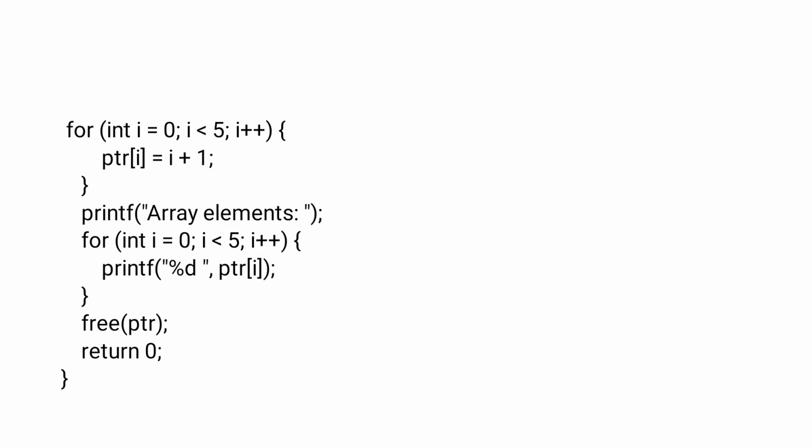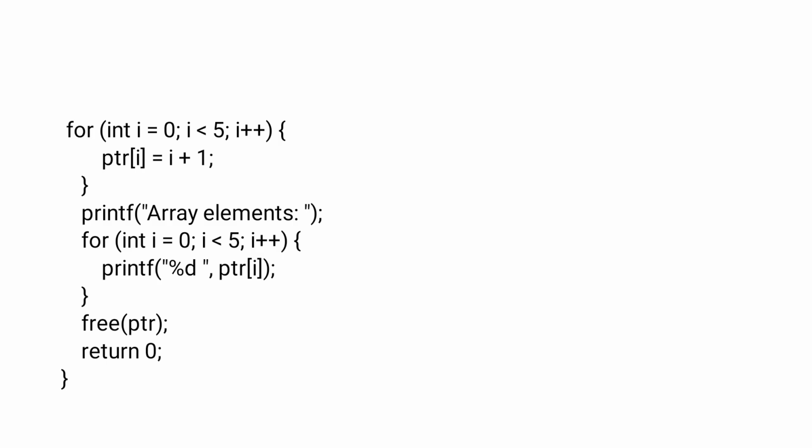That means whenever i equal to 0, the ptr of 0 value will be displayed. Whenever i equal to 1, the ptr of 1 value will be displayed. Whenever i equal to 2, the ptr of 2 value will be displayed. Likewise, all 5 values will be displayed. So here I have stored 5 values in 5 memory locations, and also I have displayed those 5 values.